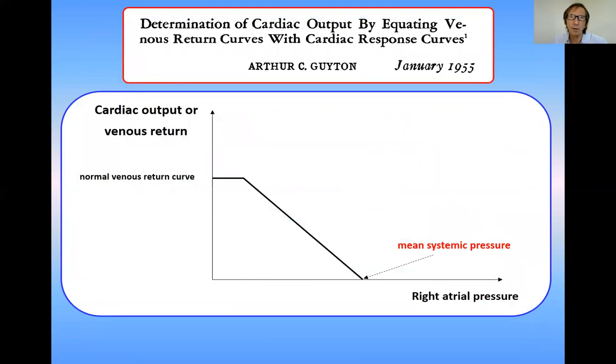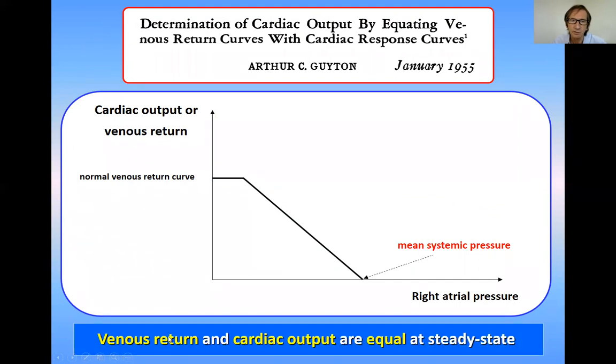Let's go back to this venous return curve. In fact, as you know, venous return and cardiac output are equal at steady state, and therefore we should combine this Frank-Starling curve and this Guyton's venous return curve. And there is an optimal point here, an equilibrium point, optimal for cardiac output and right atrial pressure, which is the operating point.